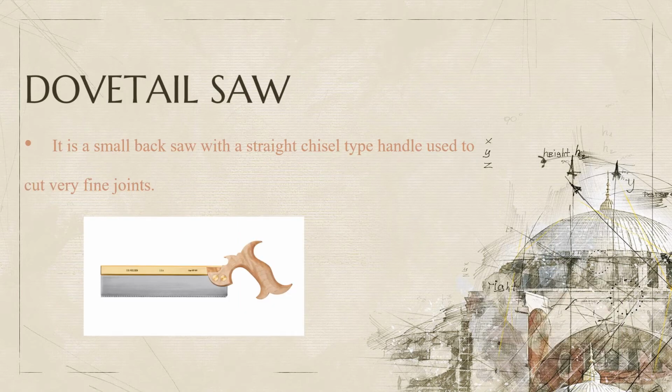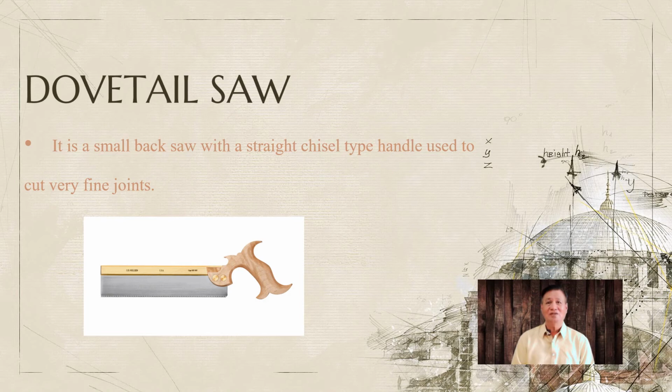Last, under tools is dovetail saw. Dovetail saw is a small back saw with a straight chisel-type handle, used to cut fine joints.